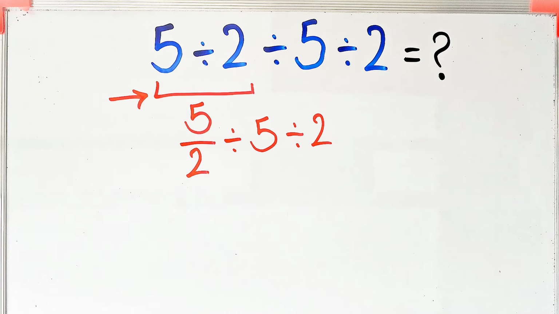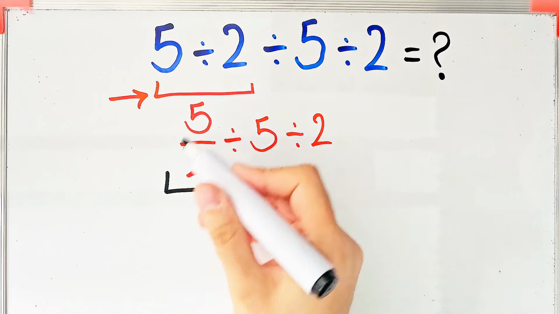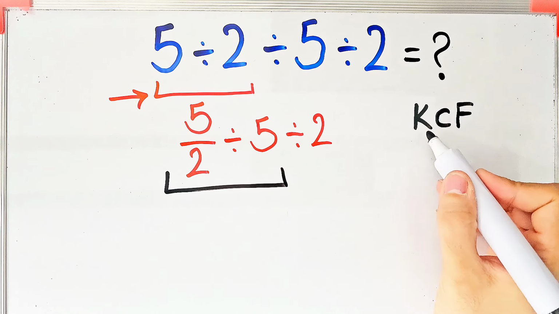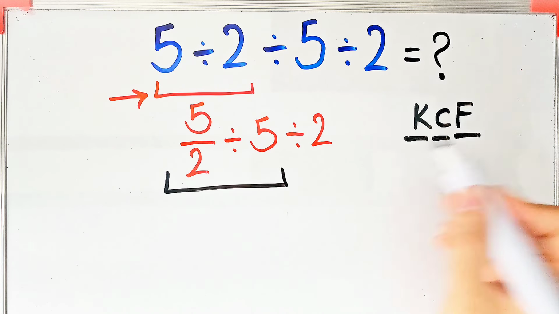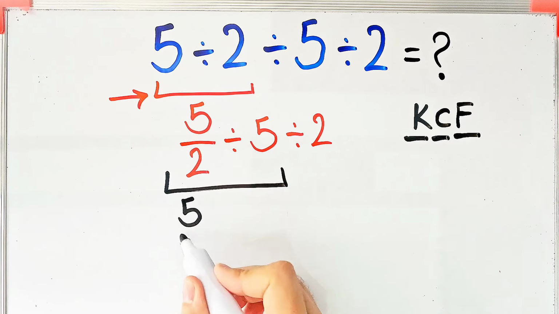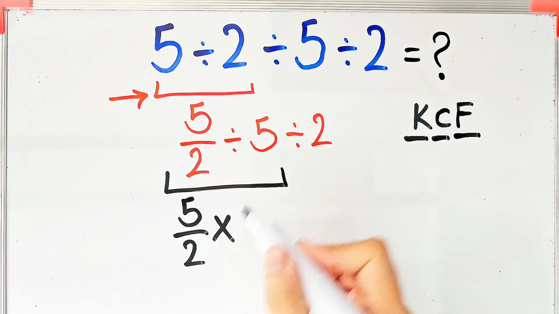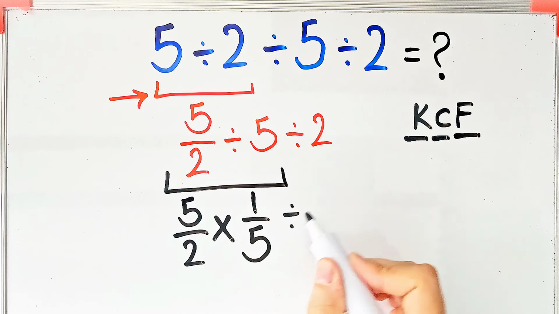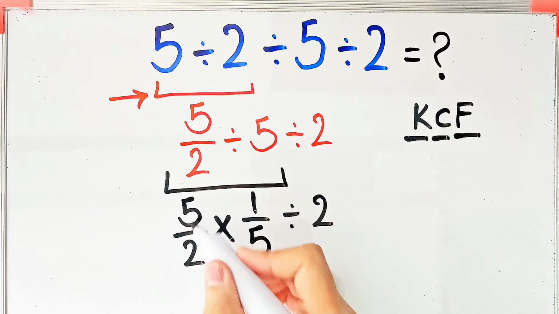To solve first part, we need to follow the KCF rule. In this rule, K stands for keep, C stands for change, and F stands for flip. We keep the first fraction as it is. After that, we change the division sign to the multiplication sign, and after that, we flip the second number. Now we have 5 over 2 times 1 over 5 divided by 2.